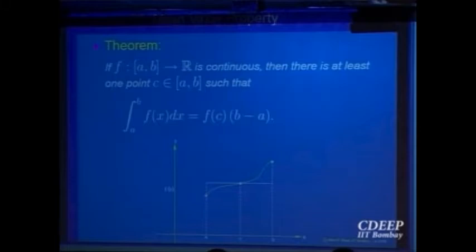So if I divide by b minus a, small m is less than or equal to 1 over (b minus a) times this integral, which is less than or equal to capital M, right? And those values are taken, small m and capital M, because f is a continuous function and attains its maximum and minimum. So that value is in between two values which are taken by the function, so that value must be taken by the intermediate value property. That is the proof of the theorem.